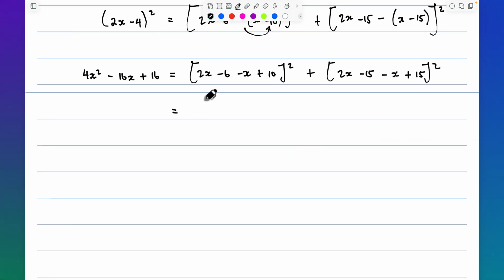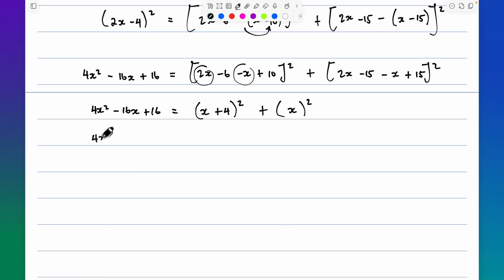All right? And then over here we have 2x minus x. We're grouping like terms, right? So this is grouped with that. So we have 2x minus x, which gives you x. Negative 6 plus 10, that's the same as 10 minus 6, which gives you positive 4. And we're squaring that. Plus 2x minus x gives you x. Negative 15 plus 15 gives you 0. So that's just going to leave x over there, which is very convenient. That's 4x squared minus 16x plus 16.